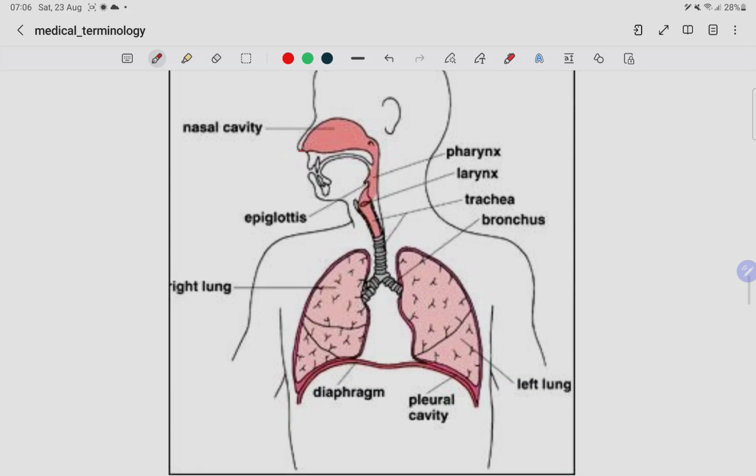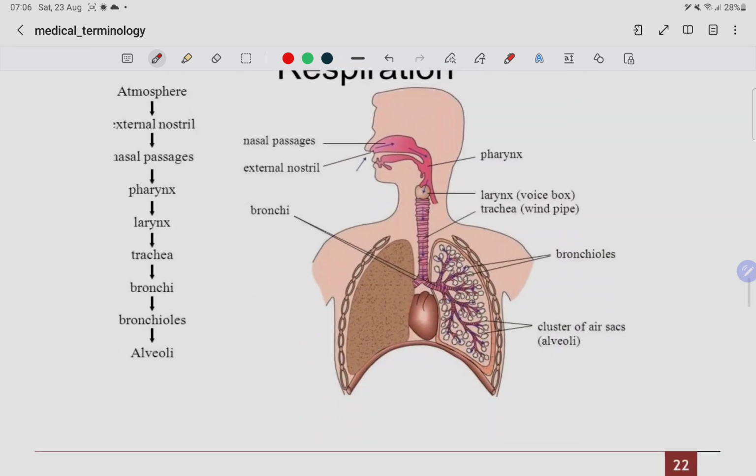This is the nasal cavity, and this is the pharynx, this is the epiglottis, this is the trachea, and this is the bronchus. This is the right lung, it has 3 lobes, and this is the left lung, it has 2 lobes. This is the pleural cavity, which covers the whole lung, and this is the diaphragm.